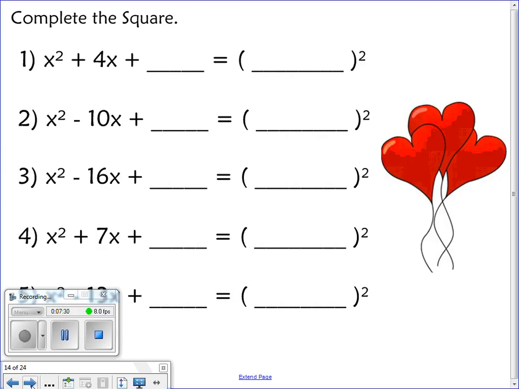So what was the process? What number am I using? My b, right, which is 4. We divide it by 2, which is 2. And 2 squared is 4. So that would be what you would be adding to both sides if you were doing the full-blown process. Again, we're just practicing what number needs to go there, and then how does it factor.